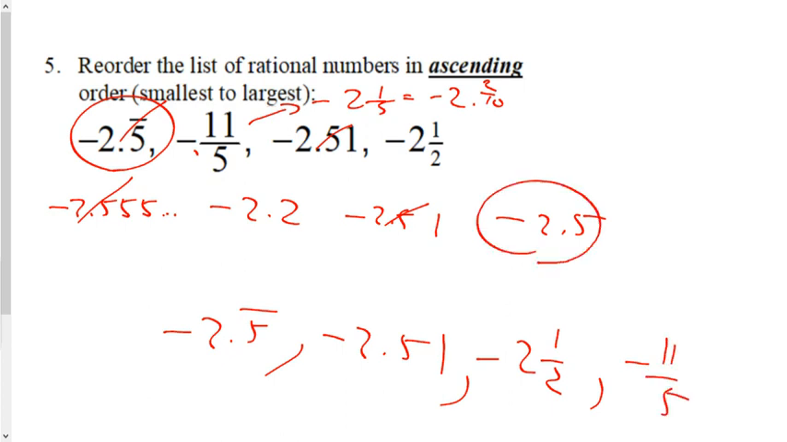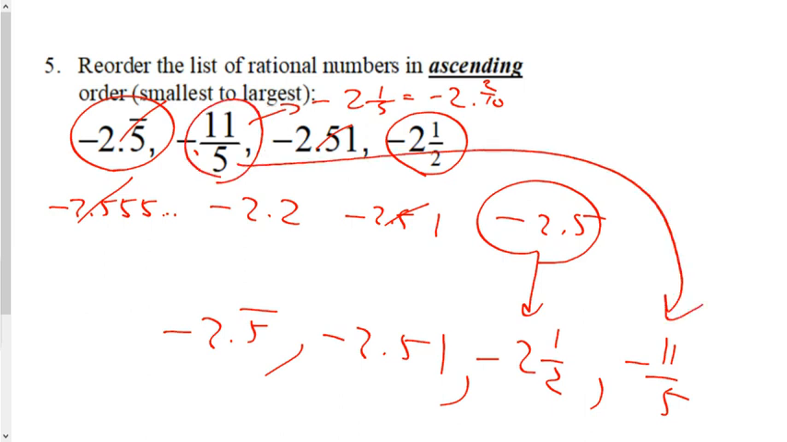Notice how I didn't write this one here. I wrote it in the original form. That's what you have to do as well. So please make a note of that. If you don't do that on your test and you keep it in the converted form, you will lose a mark because it's asking you to put those rational numbers in ascending order, not the equivalent values of them.